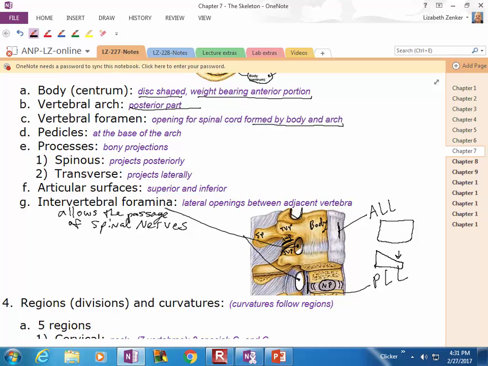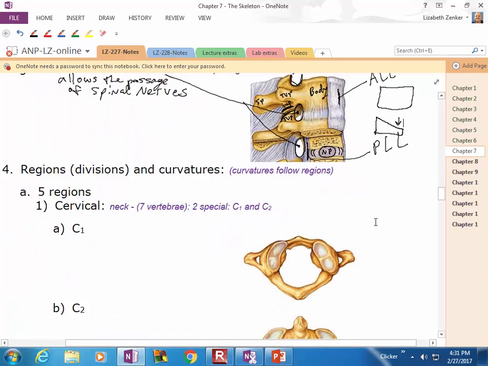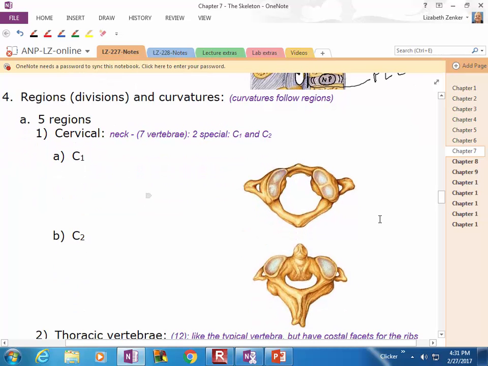Let's see. All right, so regions or divisions of curvatures. So basically, let's talk about a fetus. Here's the head, and then they have kind of a roundy shape, and then we have their hips, and we'll kind of put them like that. I didn't mean to put that last little funky line there. All right.